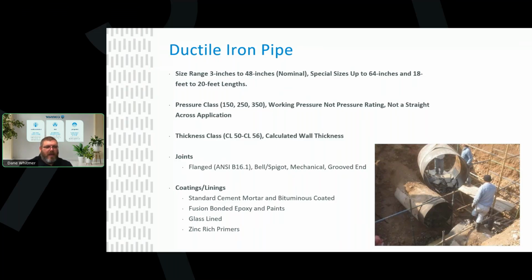So ductile iron pipe ranges from 3-inch. That's kind of an uncommon size. The smallest size you'll really see is 4-inch, but it goes up to 48 inches. Anything bigger than that really gets heavy. You can select some special sizes, and it comes in lengths of 18 to 20 feet, depending on the size that you get.